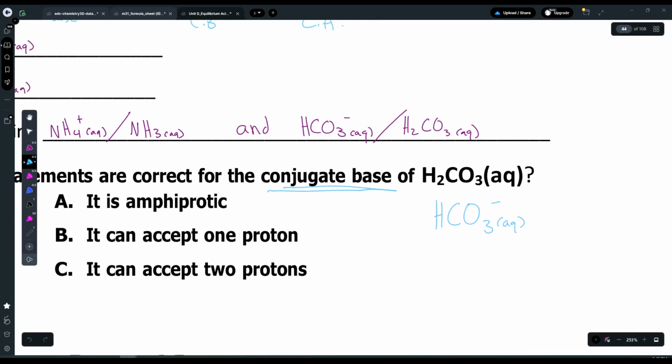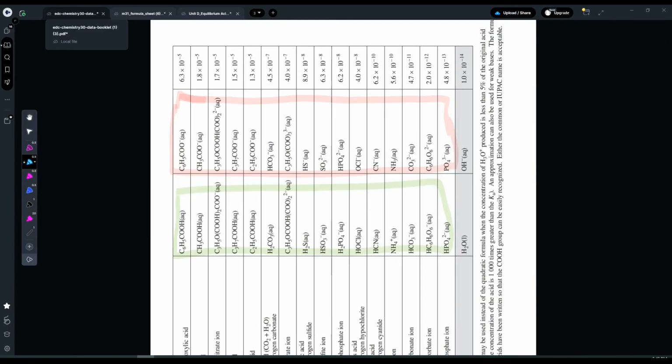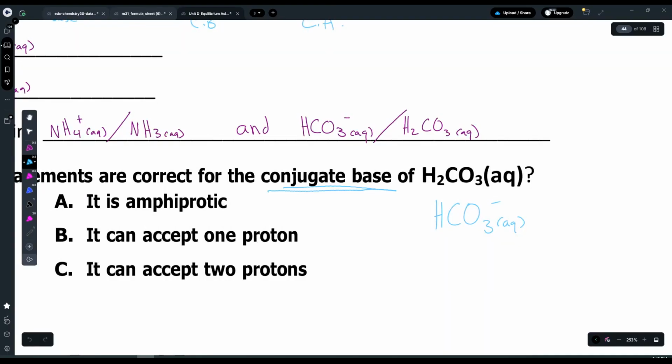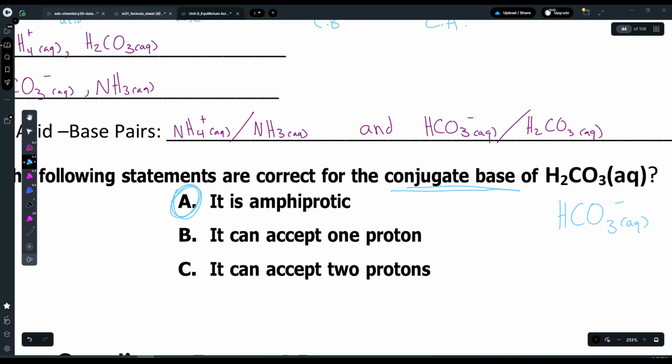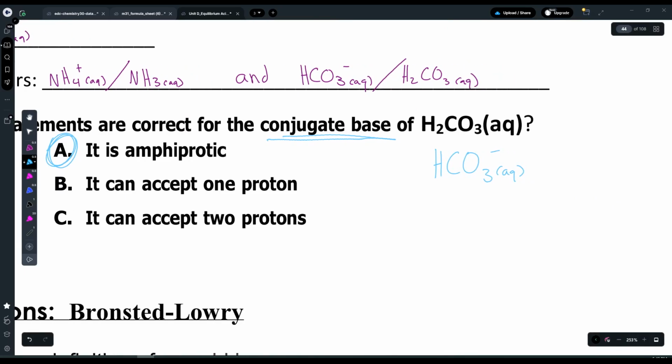So, is it amphiprotic? Well, let's go to our data booklet and see if we can find it both in the acid and base column. I'm finding it right here and right here. Since we found it both in the acid and base column, I agree that it is amphiprotic. Yes, it can act as an acid. Yes, it can act as a base. All right, next one. It can accept 1 proton.